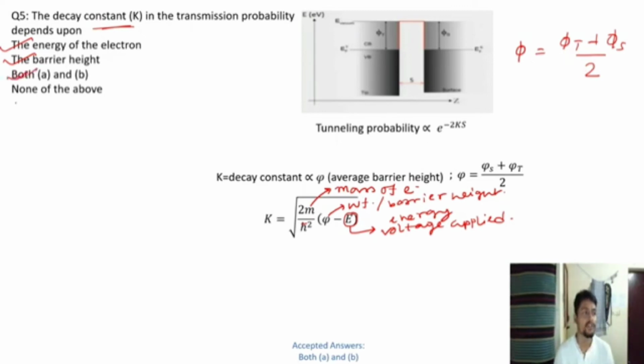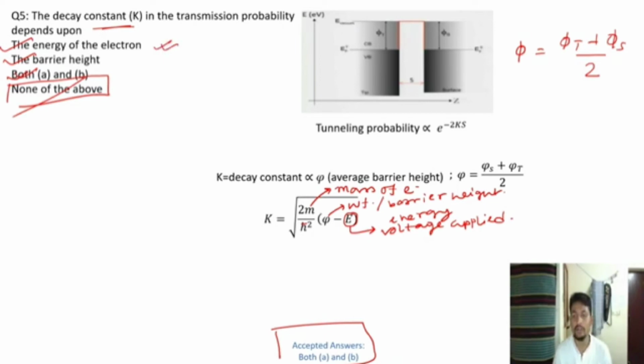So both A and B is going to be the answer. It will depend upon the energy of the electron. The energy of the electron again depends upon the voltage, so voltage as well, and the barrier height. Right?